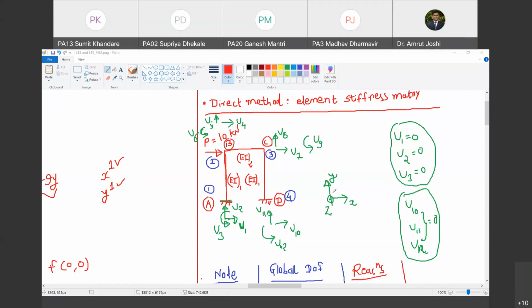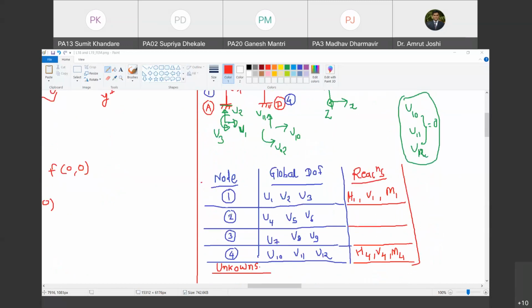Yes, sir. Now, in finite element formulation, the first thing you have to understand is that the computer doesn't understand letters. So first of all, we are going to number A, B, C, D as node numbers 1, 2, 3, and 4. Are you with me? Yes, sir. So node numbers 1, 2, 3, and 4 are the 4 nodes. And what are the global degrees of freedom at each of these nodes? At node number 1, you have U1, U2, U3. U1 and U2 are translations. U3 is rotation. Happy? Yes, sir.